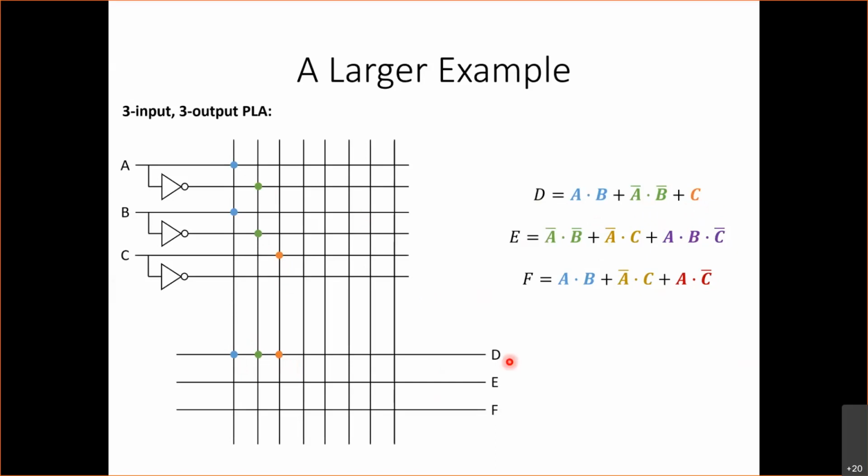Next, we want E. E also uses not A and not B. Since E uses not A and not B, I don't have to create another. I already have not A and not B, and I don't need to create it again. So I can also pass this not A and not B as an input to the OR gate for E. And this is an important aspect of PLAs, which is being able to reuse these AND gates.